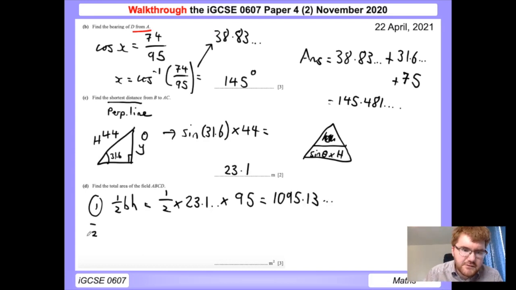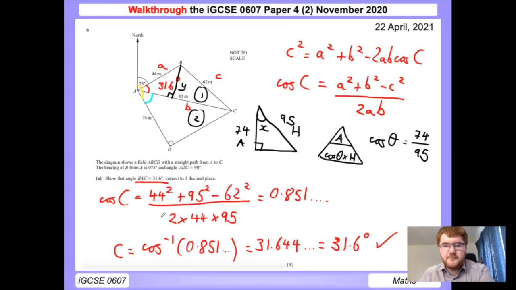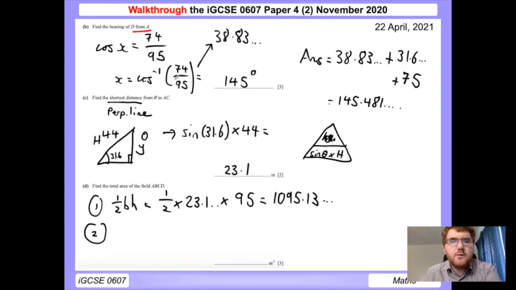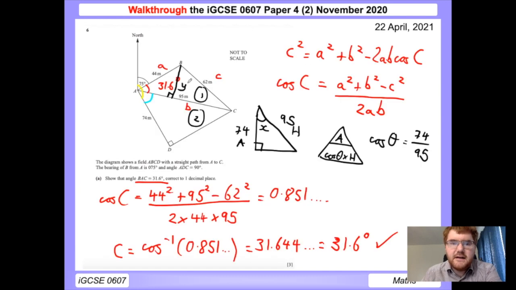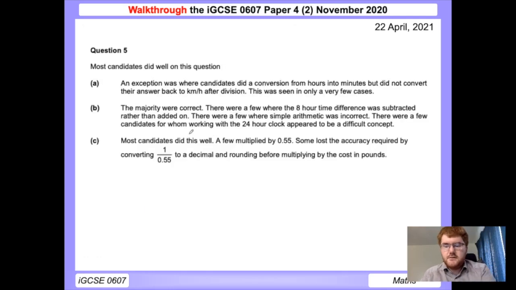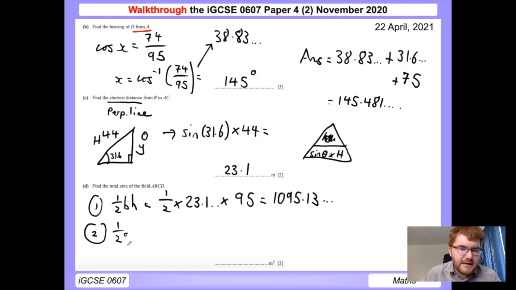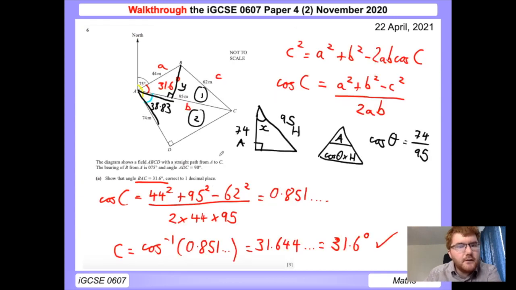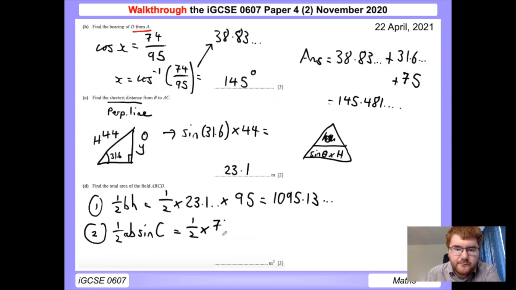I'm going to write down all those decimals, even though we're going to round to 3SF at the end. Now triangle 2, we can use a different formula for the area of a triangle. We worked out the angle here in a previous question as 38.83, so let me write that in. We've got two sides and the included angle, which means we can use a half AB sine C, which is on your formula sheet. We do a half times 74 times 95 times the sine of the angle, which is the 38.83 dot dot dot.